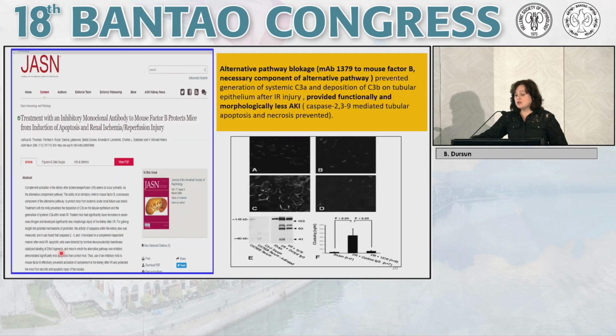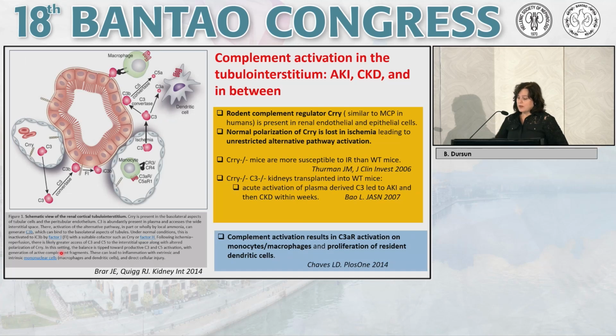We looked at the role of the alternative pathway in an ischemic reperfusion model in mice. Alternative pathway blockade by a monoclonal antibody to mouse factor B, which is a necessary component of the alternative pathway, prevented generation of systemic C3a and deposition of C3b on tubular epithelium after ischemic reperfusion injury, and provided both functionally and morphologically less AKI. So this also indicates the role of alternative pathway activation in the setting of ischemic reperfusion injury.